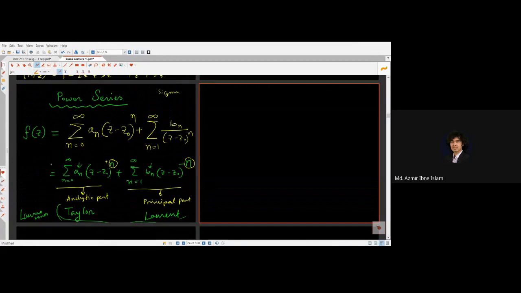The positive power series is called the analytic part or Taylor part. The negative power series is called the principal part or Laurent part. A power series may contain both the analytic part and the principal part, may contain only the analytic part, or only the principal part, or in combined notation we can say the power series is called the Laurent series. So we have to know what Laurent's theorem is.